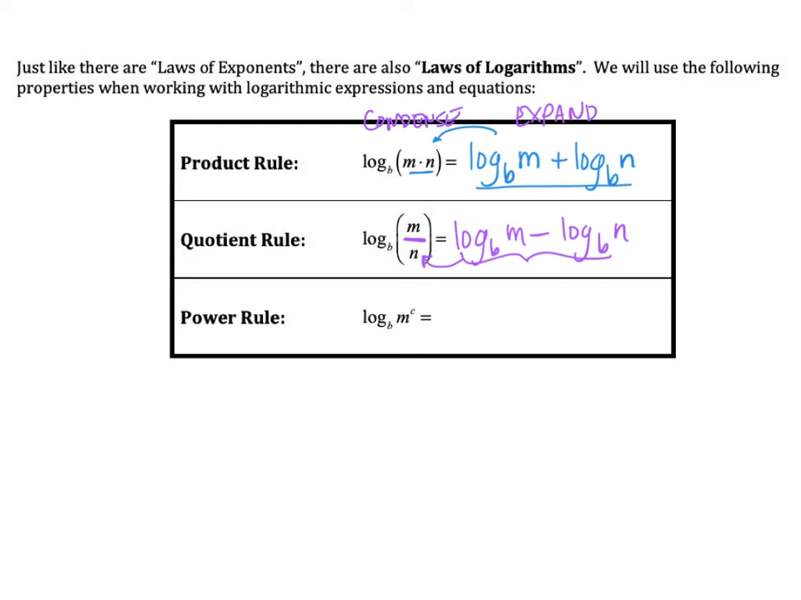And finally, our power rule. We take this exponent, or the power on m, and what do we do? We multiply it in front, so it becomes c times log base b of m. So these are your three rules that we're going to use to either expand or compress problems. So let's go ahead and see what that is.